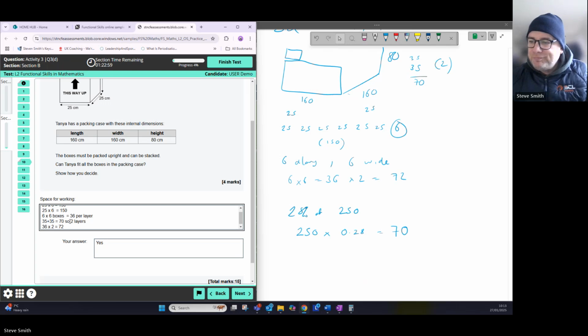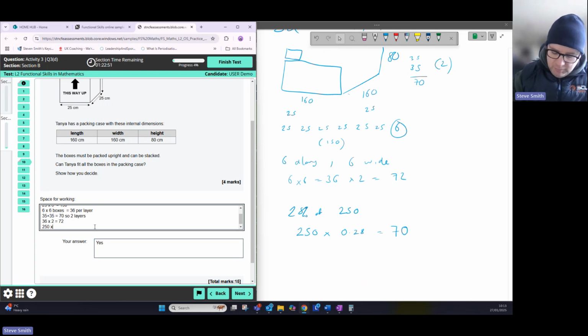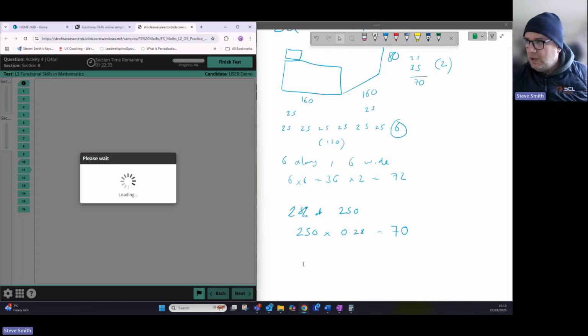Layers. So we've got 72 boxes, and then I'm going to put in here, final bit of workings out will be 250 multiplied by 0.28 equals 70. And that's all my workings out you need. It's 4 marks. We've done the dimension of the box, we've done the percentage, and we've given a justification. That's more than enough. Okay, and that takes us to the end of activity 3, and we will roll into activity 4 for the last part.